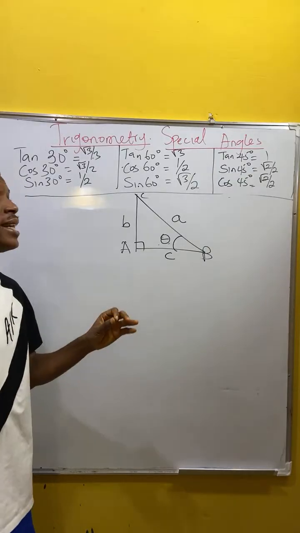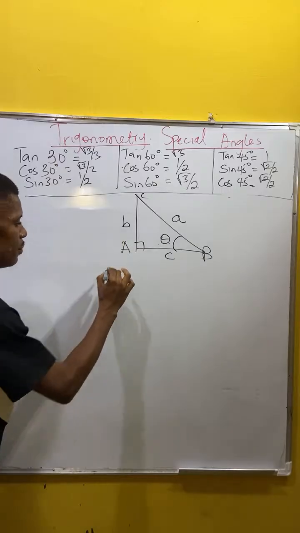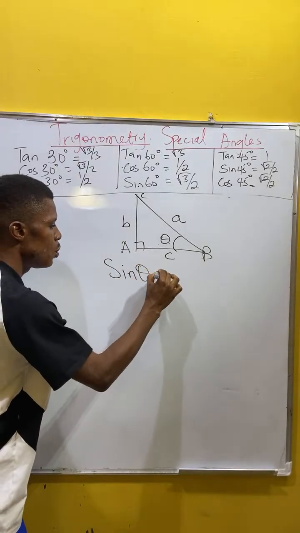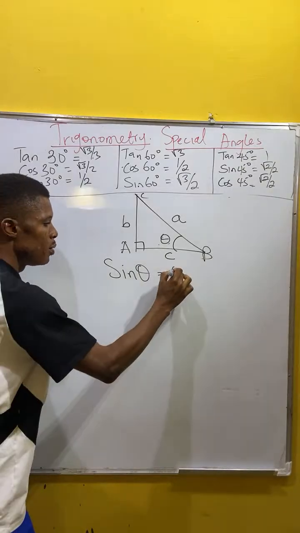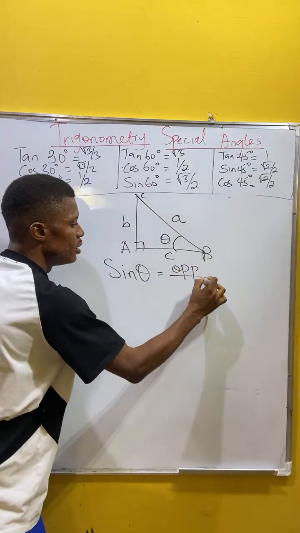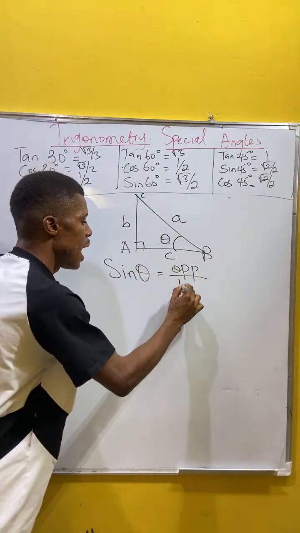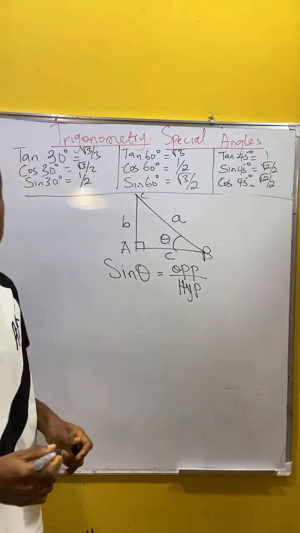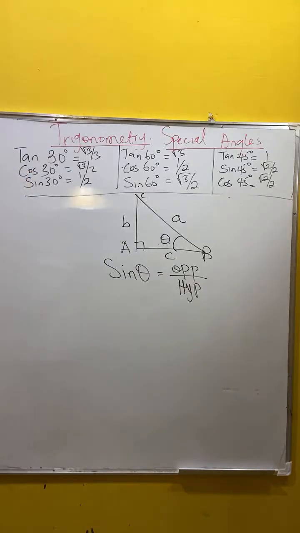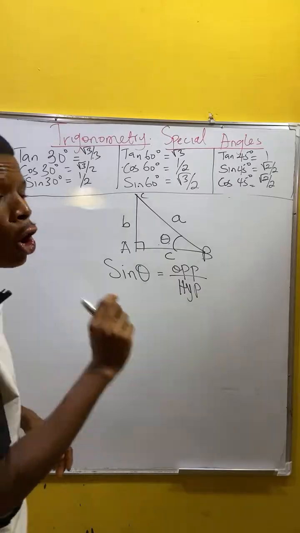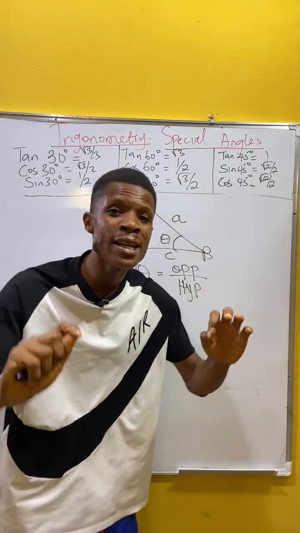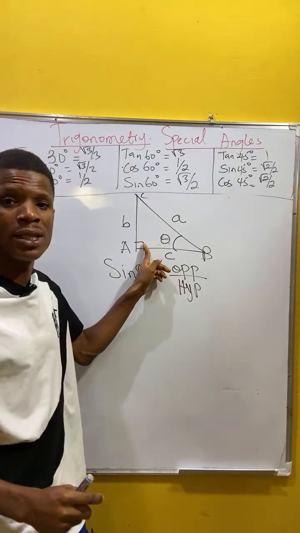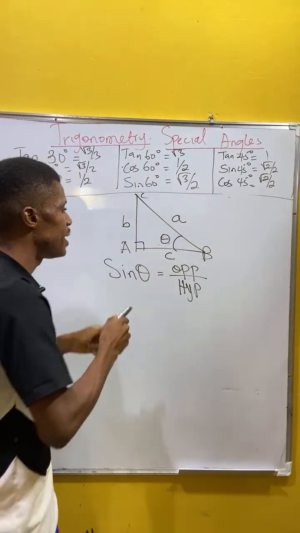When you are told to find sine theta, for instance, sine theta is the ratio of the opposite over the hypotenuse. In trigonometry, note this: the hypotenuse is the longest side of the triangle, and it directly faces angle 90 degrees.